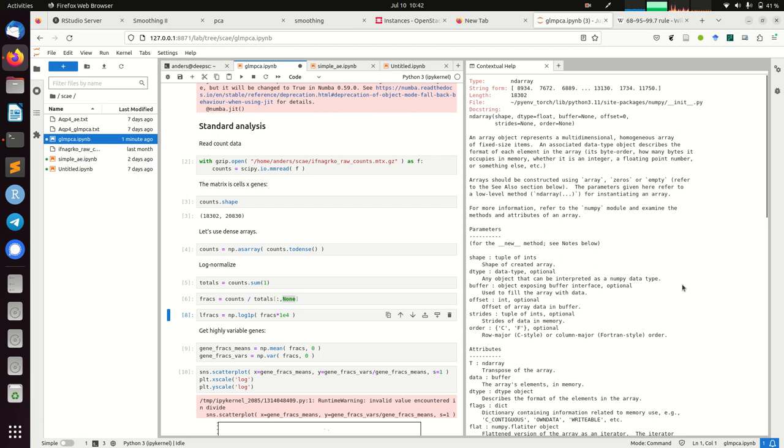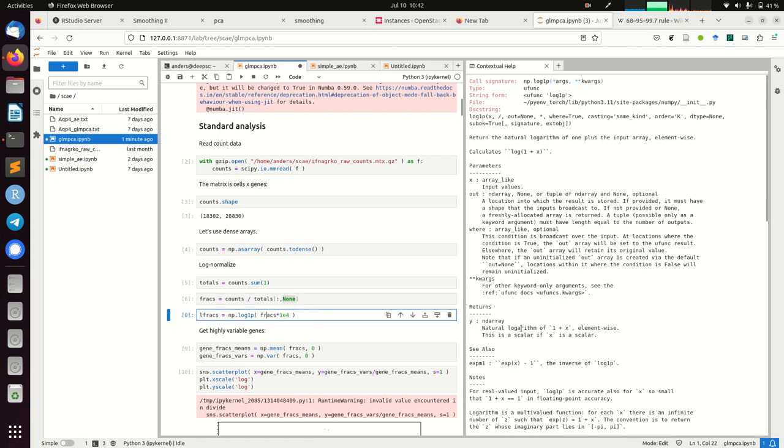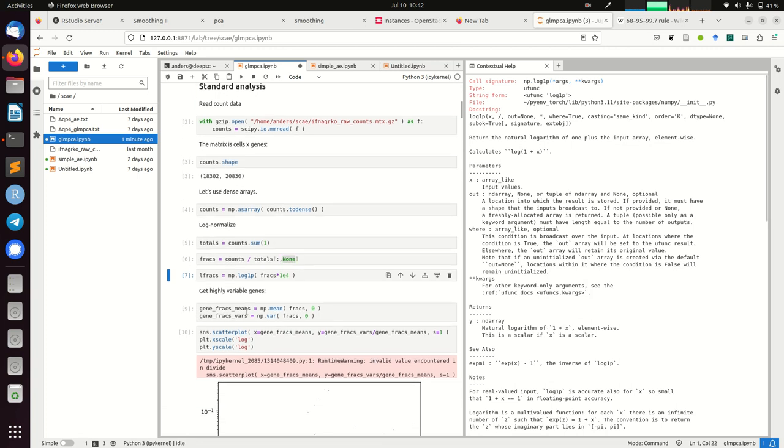I take the fractions times 10 to the 4, and add 1. Remember, log1p means log 1 plus. And now I get my log fractions. Next thing is I calculate the means for the highly variable genes.